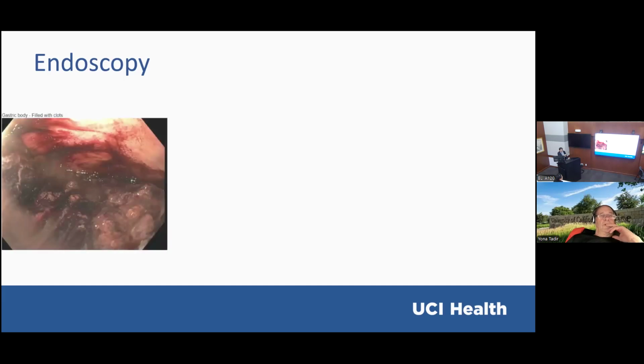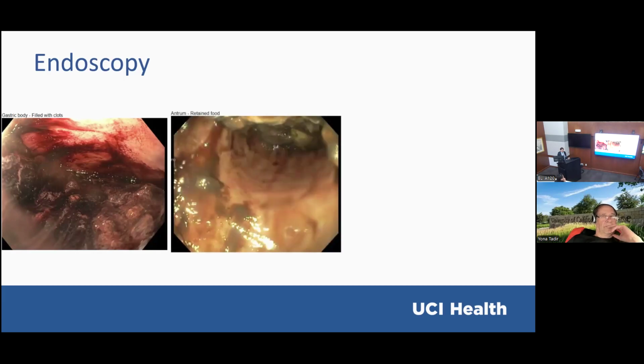So we go in there, we try and fix that. Oh, my pictures didn't show up. Oh, there we go. So when we get in there with our endoscopy, this is in the stomach. I can't see anything. It's full of clotted blood. We try and pull back. At the end of the stomach, there's just retained food.